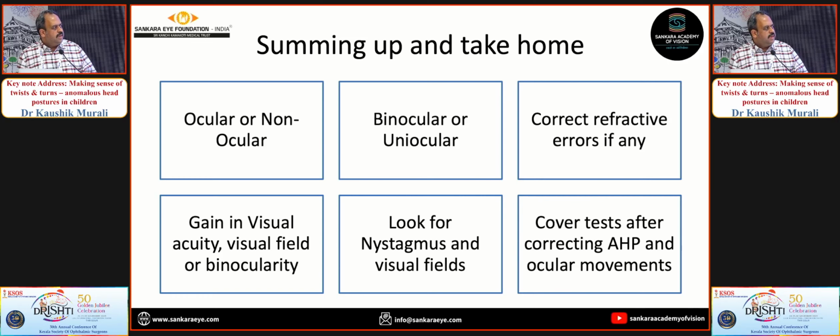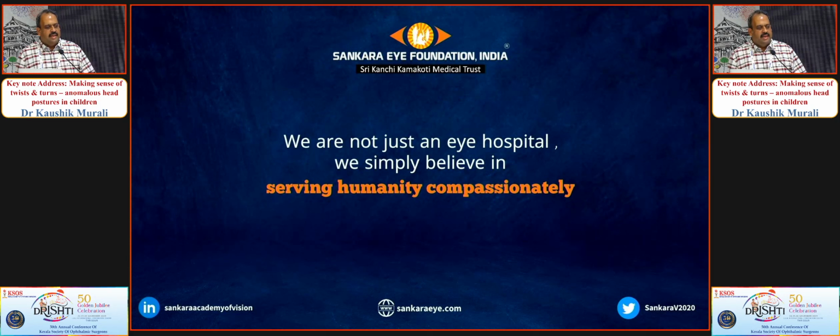And even after we correct it, if we find certain things, then is where you need to do a cover test, look for the ocular movement. So don't hassle yourself saying, oh my God, is this a V pattern, A pattern, what is going on? Keep it simple, do the stuff that you do routinely, and then we can try and help these children see better. So once again, I thank you all very much for this opportunity.